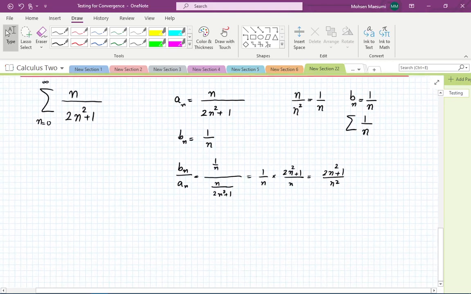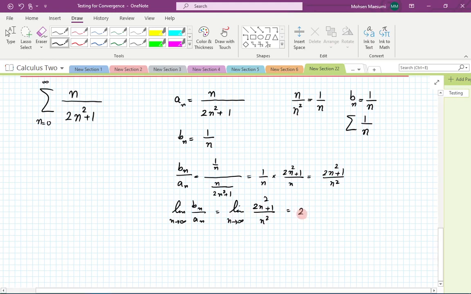Okay, both series positive terms. We took the ratio. We take the limit of this thing. What's the limit of bn over an as n goes to infinity? This thing, you have done plenty of that in calculus 1. So you should know what this limit is right off the bat. Or if you forgot, apply L'Hopital or divide or whatever. You take a ratio, you take a limit, you just get 2.